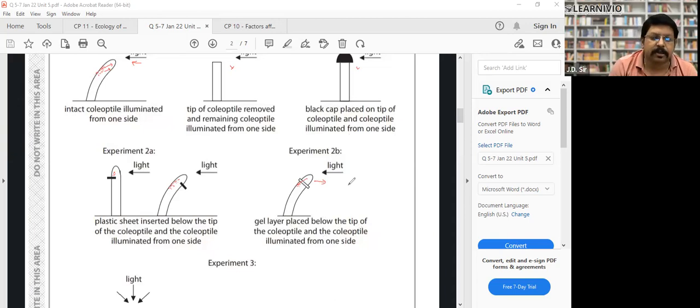Sir, even though there is a gel layer, why does it still move towards the light? Because gel is a thing through which the chemical can diffuse. Okay. Gel is a permeable kind of thing, but this is impermeable. This layer is impermeable, so the auxin will not diffuse.